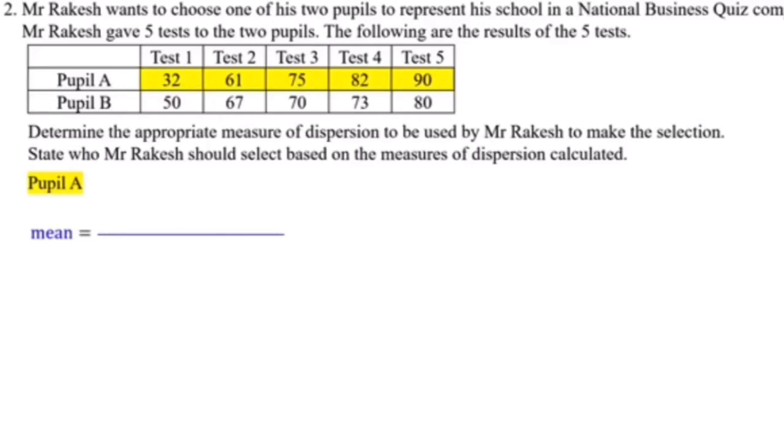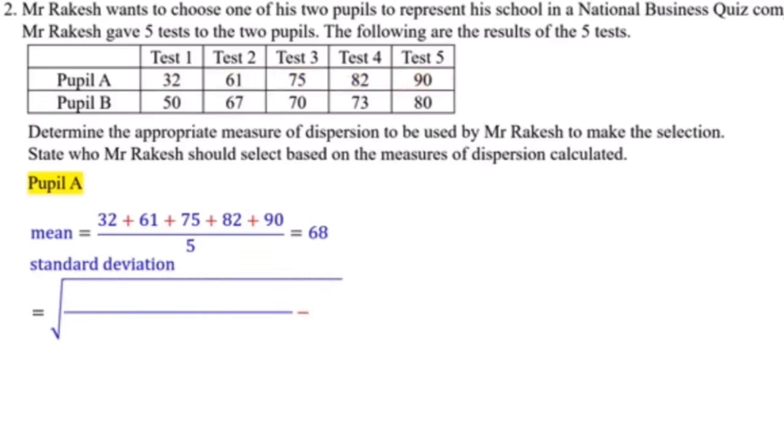Step 1, we find the mean. Okay, 32 plus 61 plus 75 plus 82 plus 90 divided by 5. So mean is 68. Then we find the standard deviation. Sum of data square: 32 square plus 61 square plus 75 square plus 82 square plus 90 square over 5 minus 68 square. So standard deviation is 20.37.